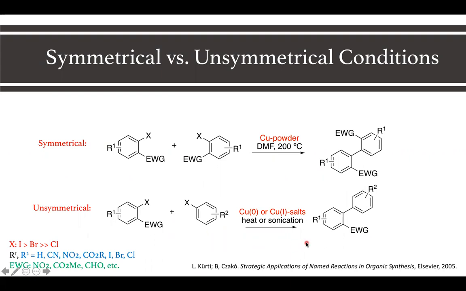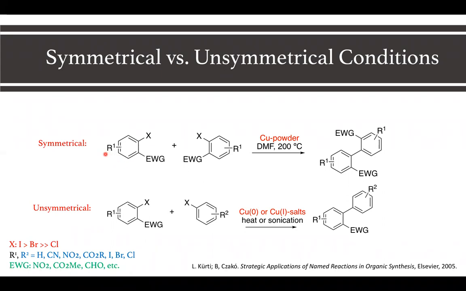this unsymmetrical product. And then as for reaction conditions, we use a highly reactive copper powder for the symmetrical reaction to mediate that coupling, and then milder conditions with the unsymmetrical reaction. So we use copper salts and lower heat. So our typical substrate involves a halogenated benzene ring, and our most reactive halogen here is iodine, least reactive is chlorine. And then it is also advantageous to have an electron withdrawing group ortho to your halogen.